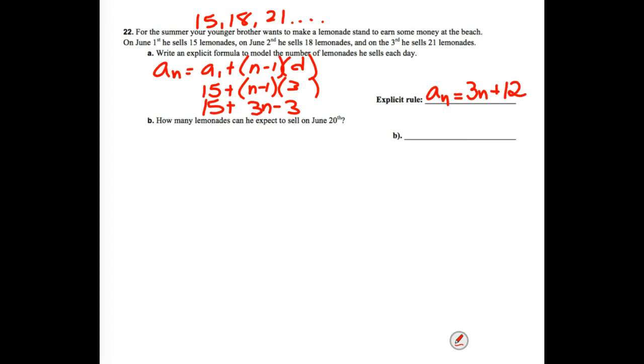All right. Now it says, how many lemonades could he expect to sell on June 20th? What are they asking us to do? Find the 20th term. All right. So we have 3 times 20 plus 12. What do we get?